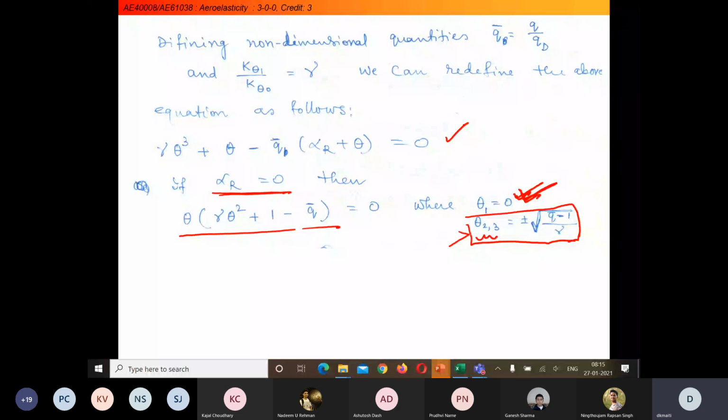If you look at here, suppose q bar is greater than 1. If q bar is less than 1, then whatever solution we get will be imaginary. Suppose I take q bar less than 1, the numerator term will be negative. That means theta 2 and theta 3, whatever we get, are imaginary roots.